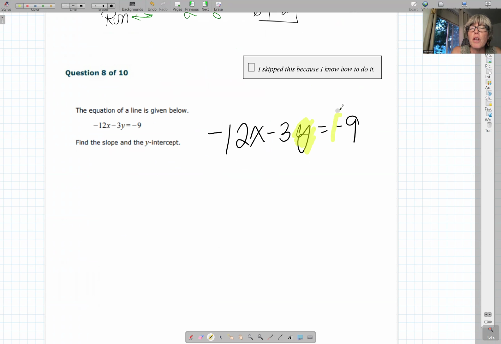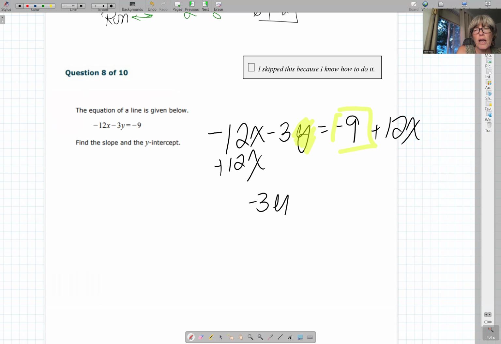You don't bother with the 9. The 9's already in the other room, as I say. So you're going to add 12x, add 12x. Negative 3y equals 12x minus 9. Divide by negative 3 to get rid of it. Take it over to the other side.